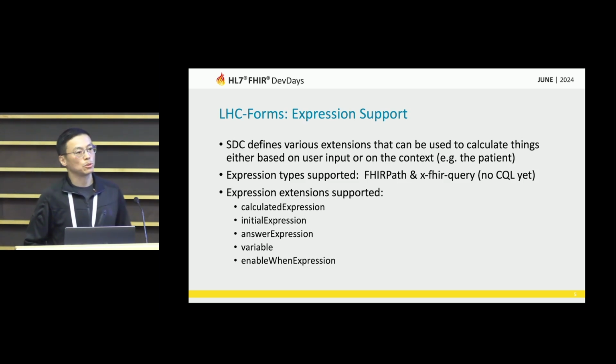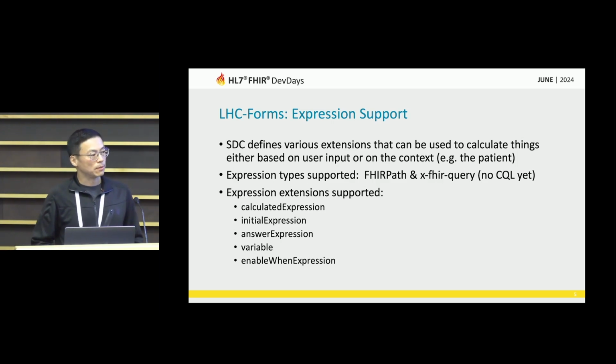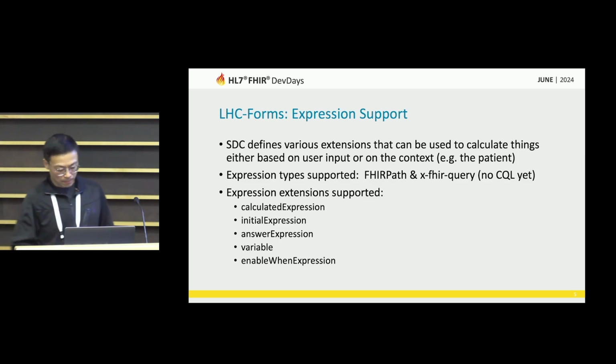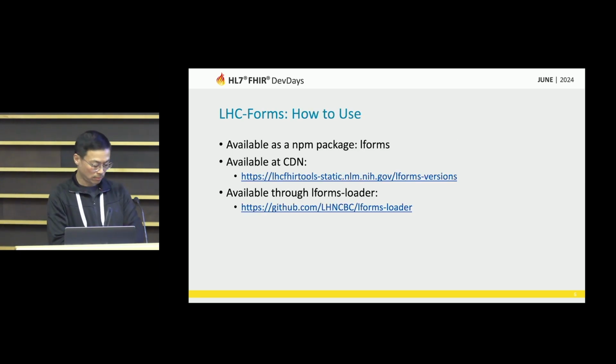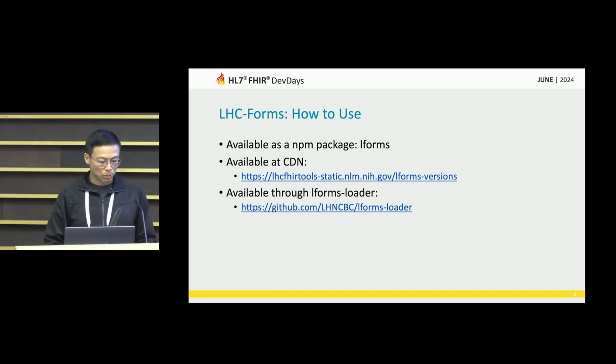Answer expression is that you can create an answer option list for the item using the FHIRPath calculations. And the variables, you can set a variable on the questionnaire level or the item level, and that can be used later by other FHIRPath expressions. And enableWhen is another way to control the skip logic.